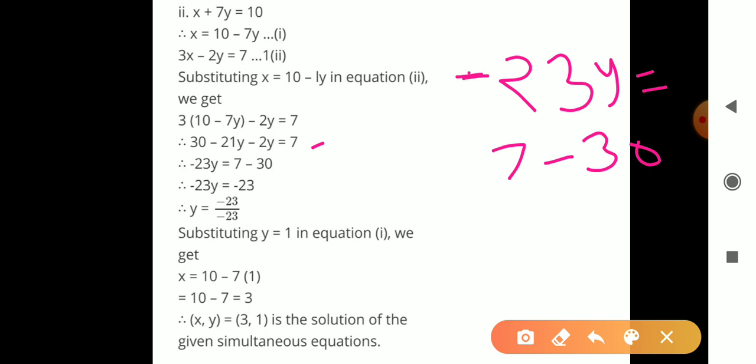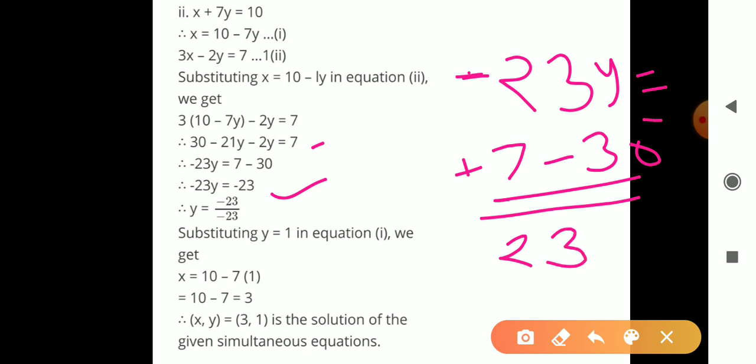So minus 23y equal to 7 minus 30. 7 minus 30, the signs are opposite, 7 has plus, 30 has minus. So plus minus becomes minus, the answer becomes 23, and the sign of the greater number, so the greater number is 30, 30 has a minus sign, so minus 23. So minus 23y is equal to minus 23.